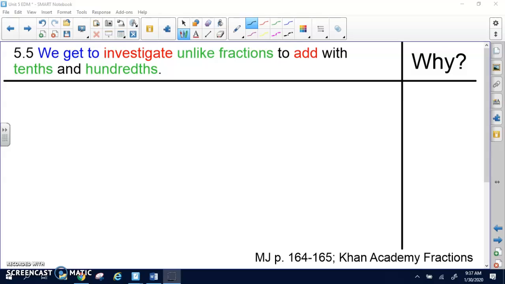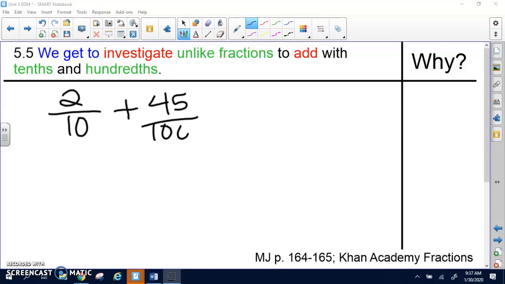Okay, so today we're going to be investigating unlike fractions to add tenths and hundredths. I saw several of you already had a sense about how to work this out, right? So when we have 2/10 plus 45 hundredths, this is what we mean by unlike denominators with tenths and hundredths. Turn and talk to your blue partner.